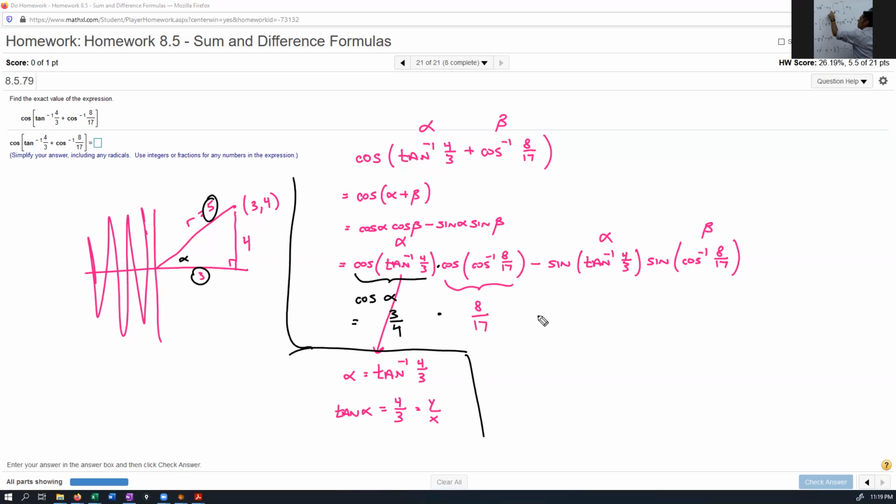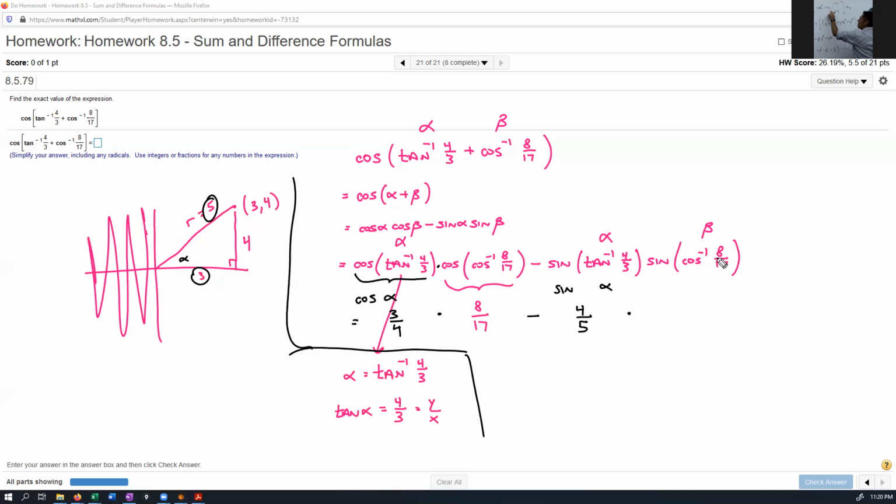So back here, this is sine of alpha. Sine of alpha is, again in this picture, the opposite over the r, or the y over the r, and that should be 4/5. So 4/5, and then times, now we have to do the same thing for beta.